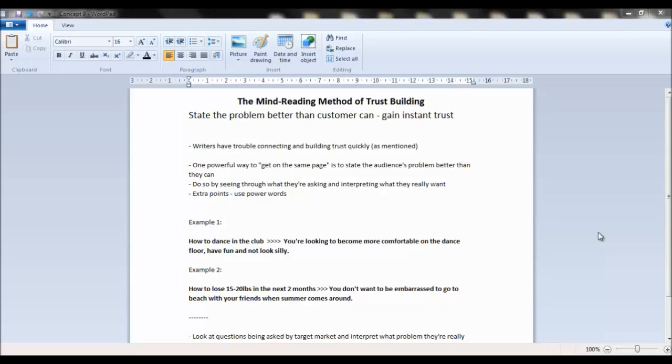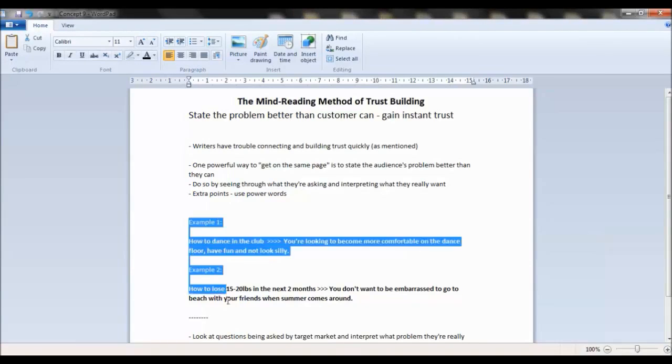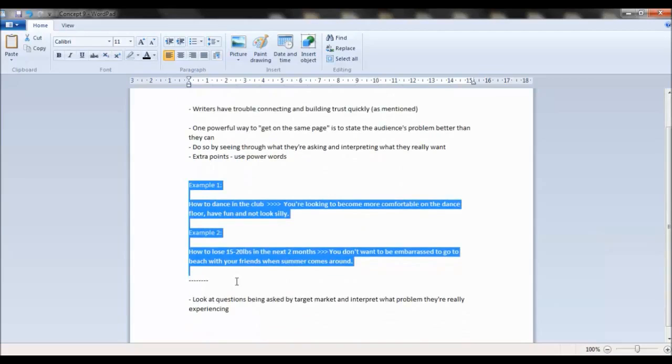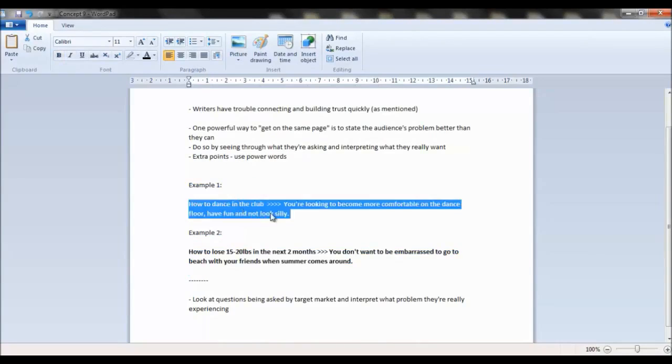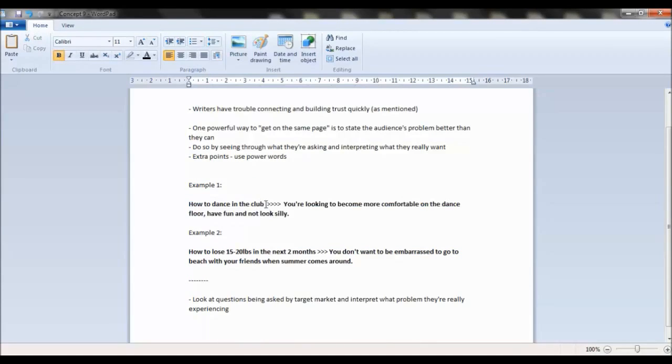So we touched upon a couple of these concepts previously, but in this case, we're going to dive into detail. Example number 1, how to dance in the club. Now, if a guy was asking this, what they're really looking for is to become more comfortable on the dance floor and to have fun and not look silly.